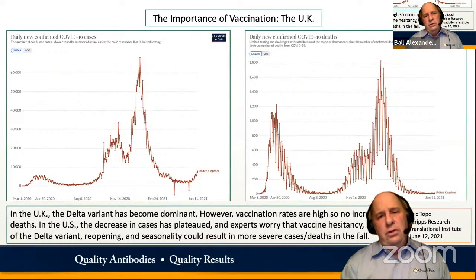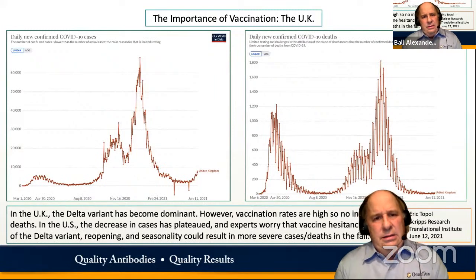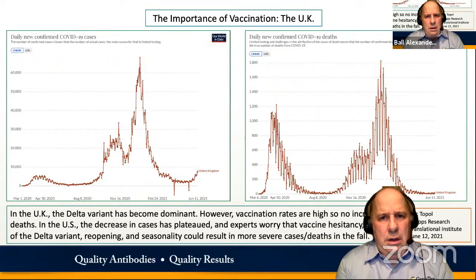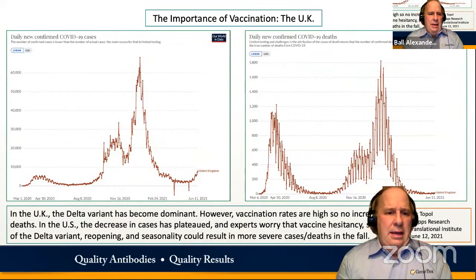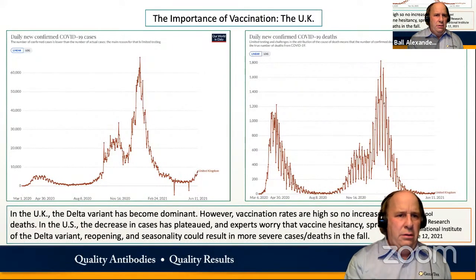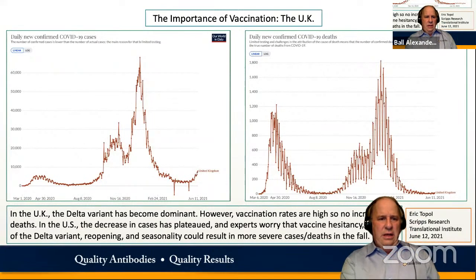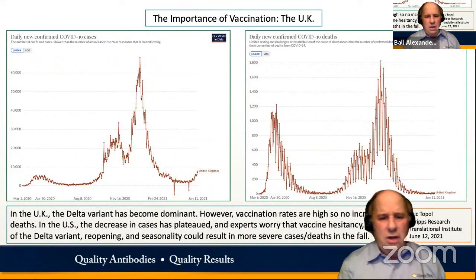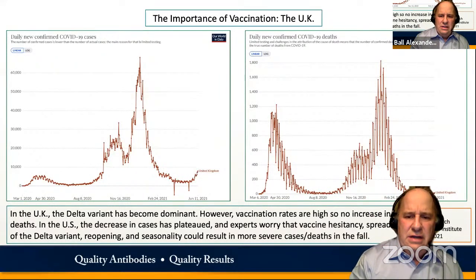So I want to use this slide as a case in point, in this case, the United Kingdom, but I think it's applicable to every country, every region. And here we're looking at new confirmed COVID-19 cases in the United Kingdom, and then the new confirmed COVID-19 deaths. And the key here is that in the UK, the Delta variant has become dominant. However, vaccination rates are high, so there's been no increase in deaths.